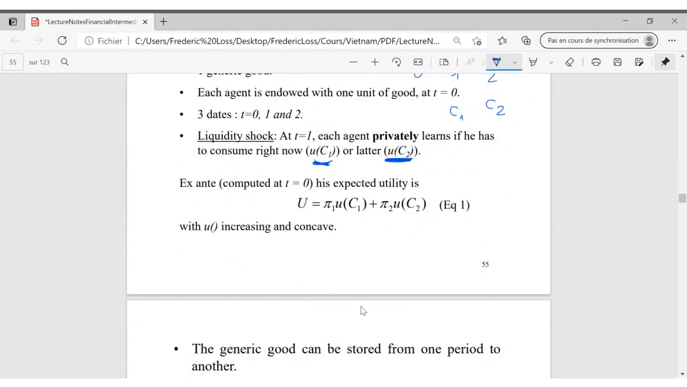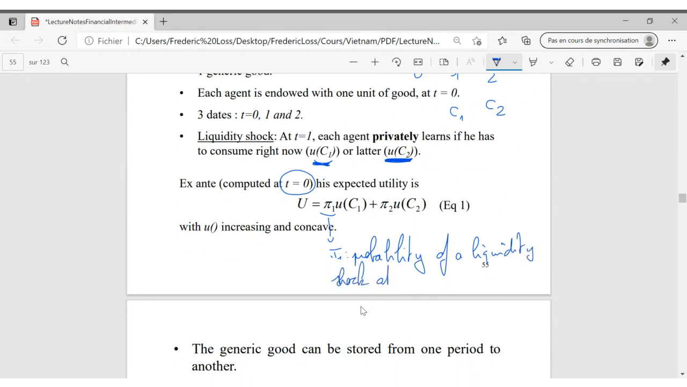So ex ante, I mean at t equals 0, the intertemporal expected utility is weighted by pi 1, because pi 1 is the probability of a liquidity shock at t equals 1. And pi 2, of course, equals 1 minus pi 1, and it corresponds to the probability of not suffering a liquidity shock at t equals 1.